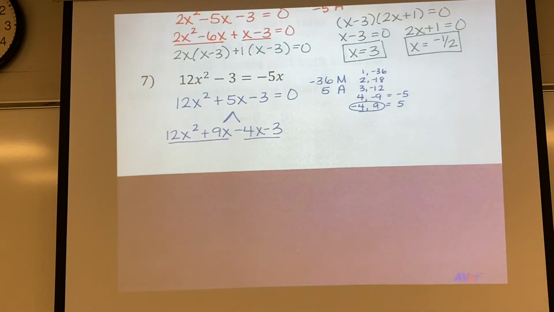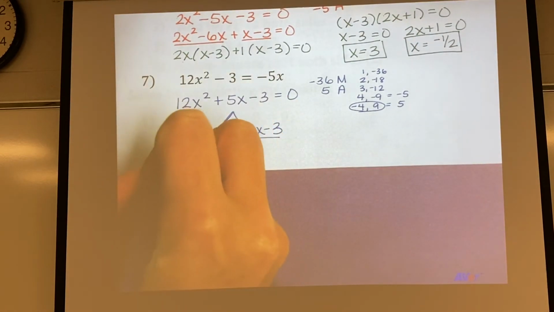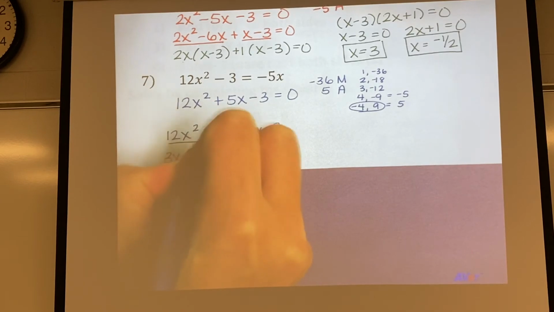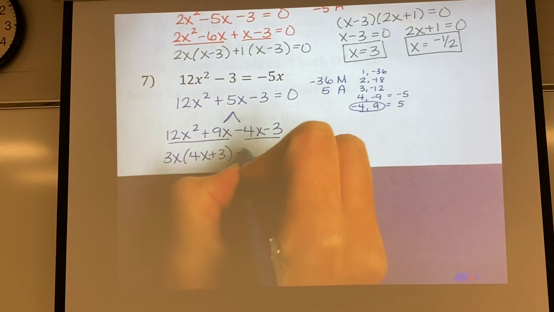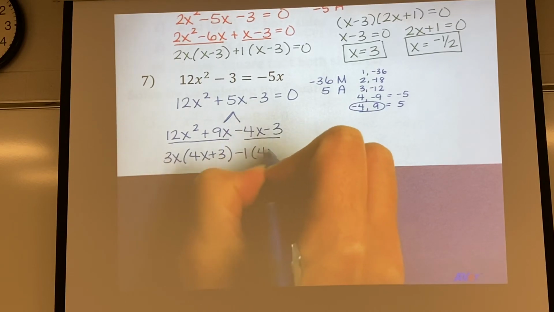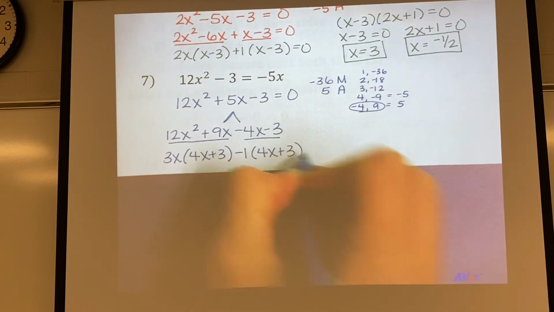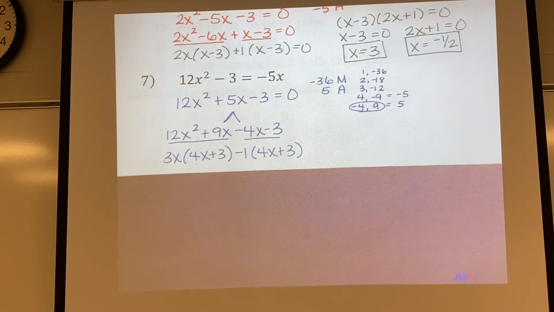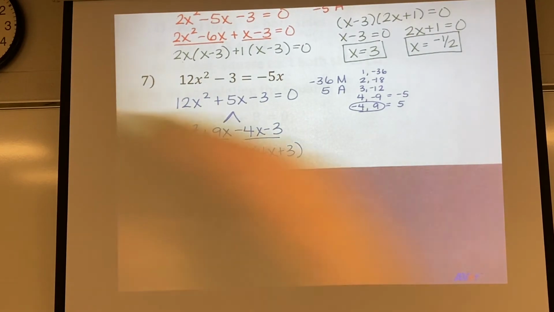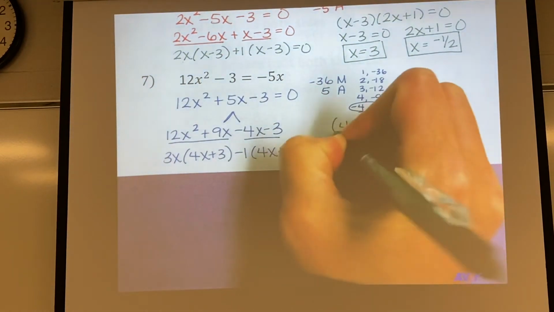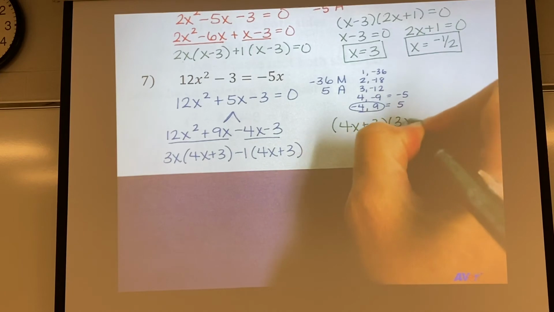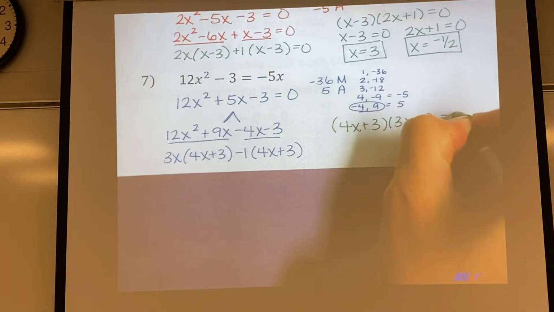Find the GCF, which happens to be 3x. Factor that out, 4x plus 3. And then same for the next. Find the GCF, factor it out. And in that case, it was -1, leaving us 4x plus 3. All right, so our factors here, we have the common 4x plus 3 that we factor out, leaving us with 3x minus 1 in our second parentheses.